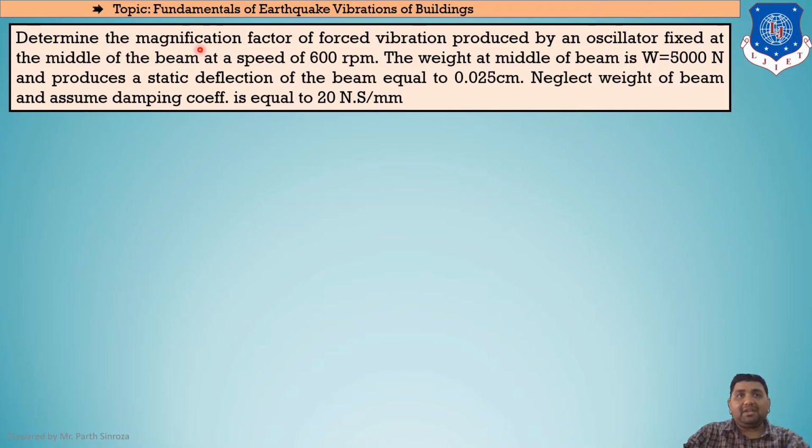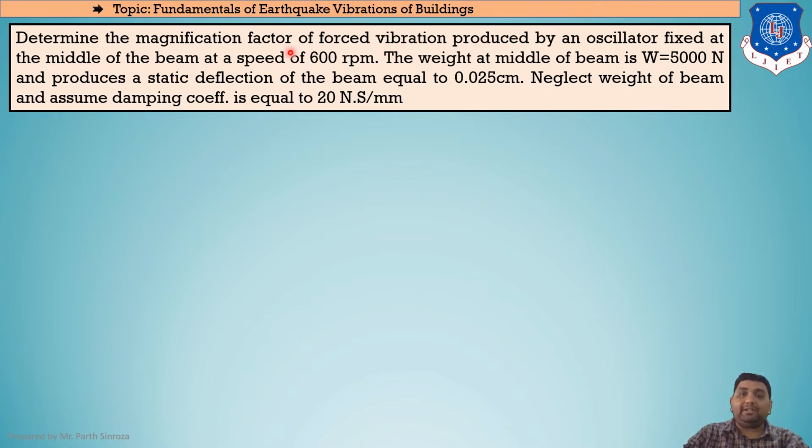Determine the magnification factor of forced vibration produced by an oscillator fixed at the middle of a beam at a speed of 600 rpm. Again going through it. Determine the magnification factor, that means we need to find the value of RD, that is our magnification factor of a forced vibration.